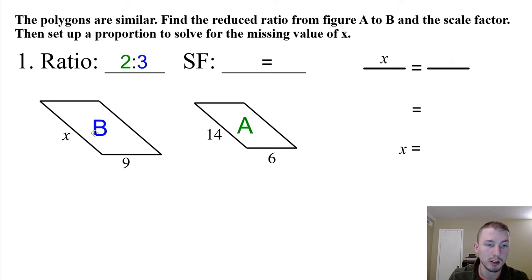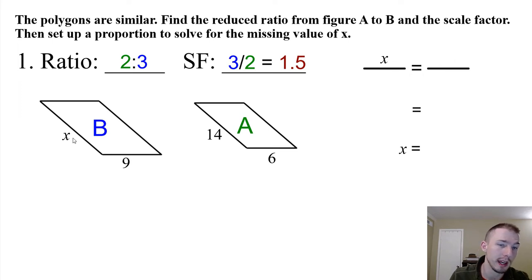So I'm going from the right to the left, so from the small one to the bigger one. Now the scale factor, we just take that ratio and we just flip it essentially. So it's going to be 3 over 2, which is 1.5. So what do you multiply 6 by to get it up to 9? It's 1.5. Those should both be on your answer bank, by the way.